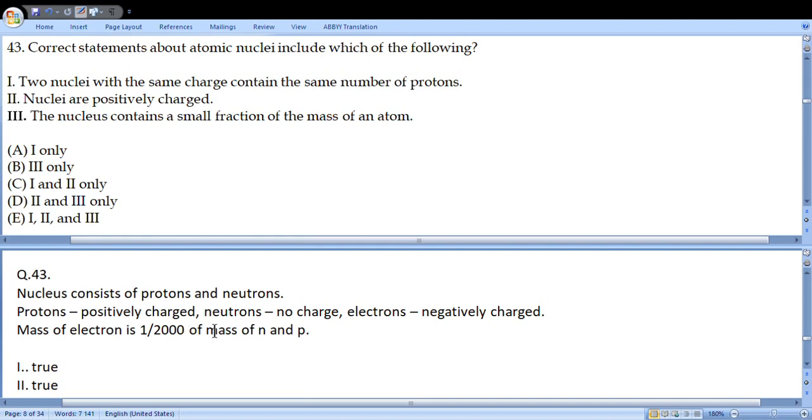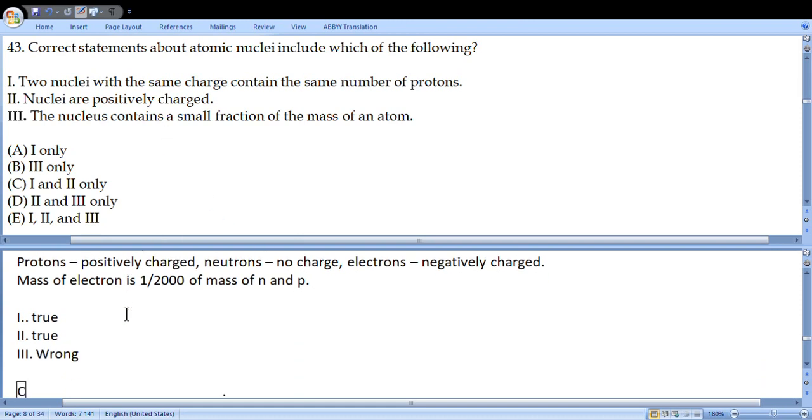Protons are positively charged, neutrons have no charge, electrons are negatively charged. The mass of an electron is 1/2000th of the mass of a neutron or proton. This is why the last one is wrong, so we have true, true, wrong. So this is C. 1 and 2 is only correct.